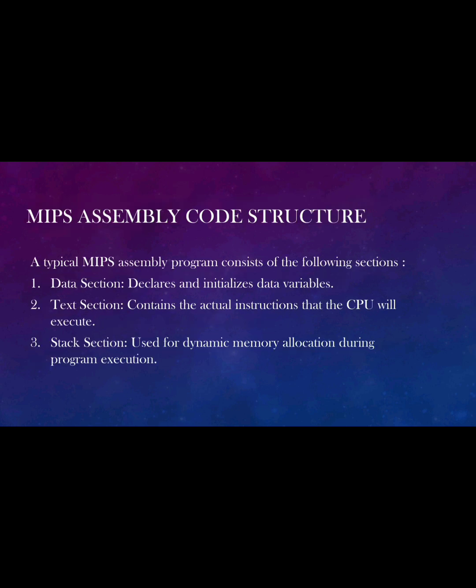Now we will look at the MIPS assembly code structure. A typical MIPS assembly program consists of the following sections, that is data section, which declares and initializes data variables. Text section contains the actual instructions that the CPU will execute. Third is stack section, which is used for dynamic memory allocation during program execution.